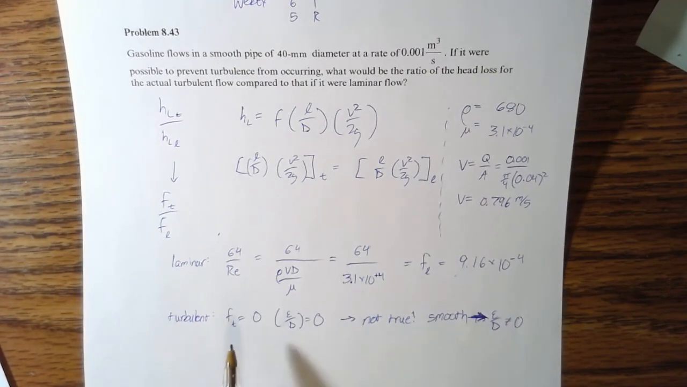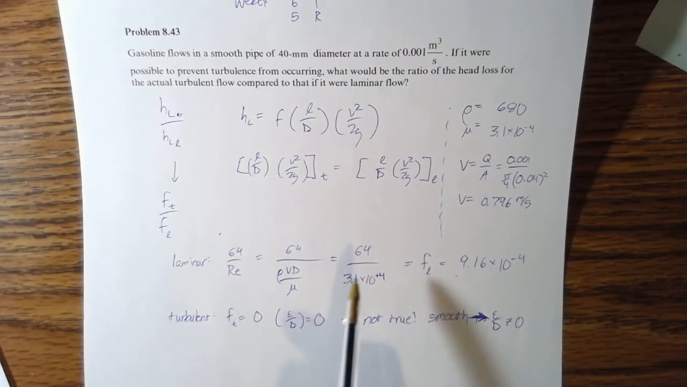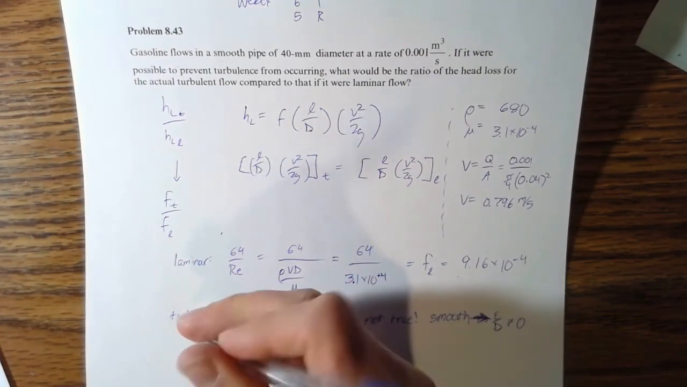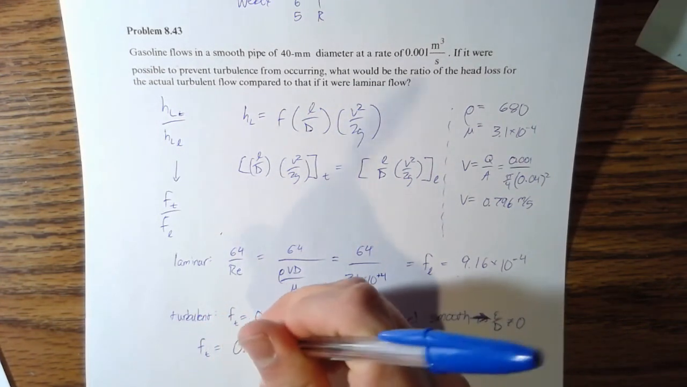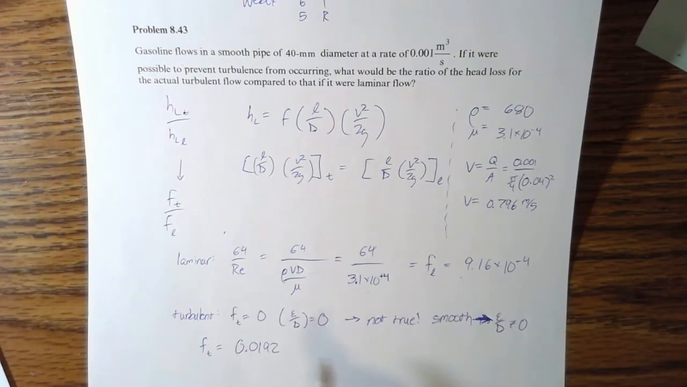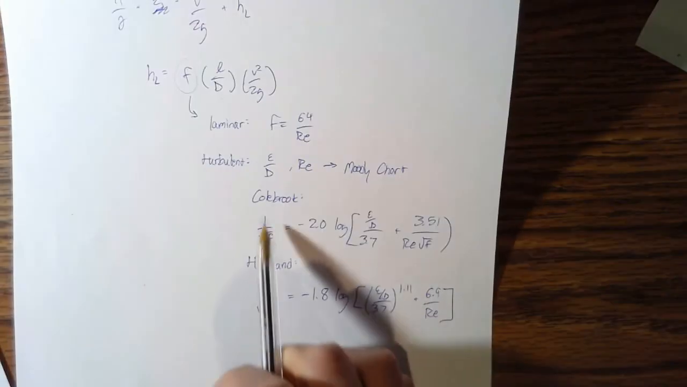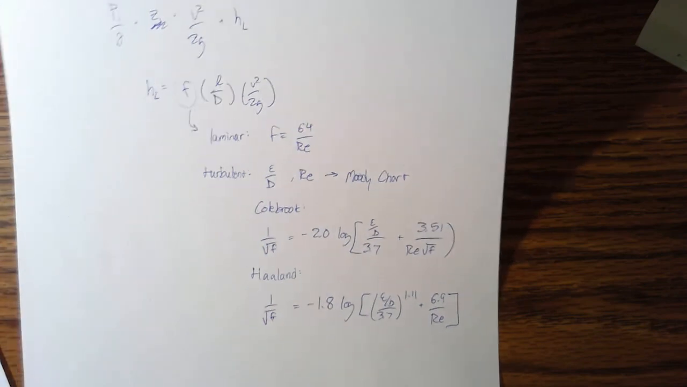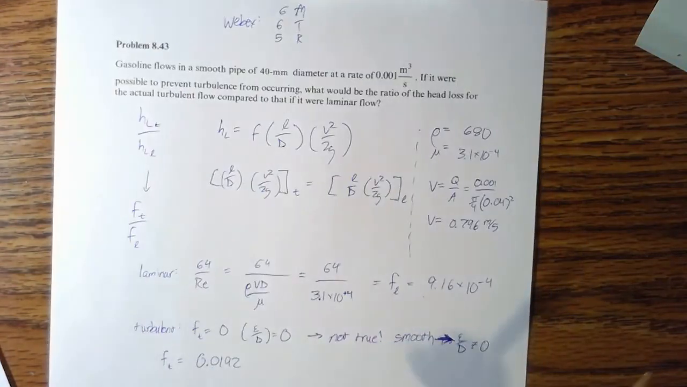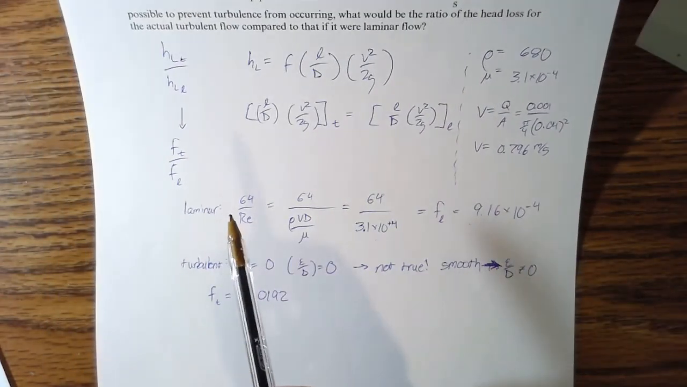All right. So you'll look up at the Moody chart, check your Reynolds number with your epsilon over d, and you should get f_T of 0.0192. If you don't want to use the Moody chart, remember you can use Colebrook or Haaland equations, but those can be a little bit more of a pain to put into your calculator and get a number that way. Alrighty.